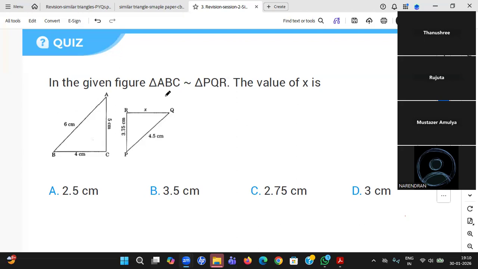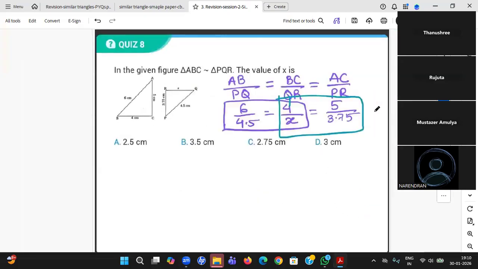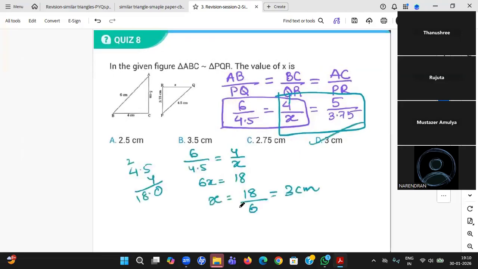Okay, so it's simple, students. You should just do it by this particular thing: AB by PQ equal to BC by QR equal to AC by PR. You should just substitute the values like this. I'm showing it on the screen. Just substitute values. Now you choose these two combinations because you want X and many things are known. Just do it.